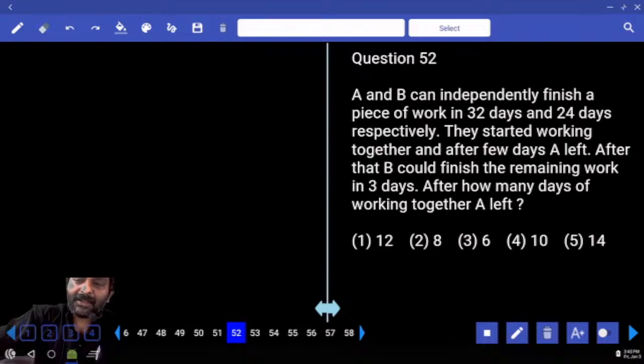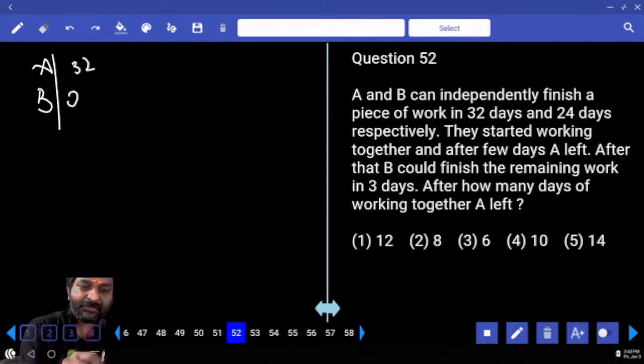A and B can independently finish a piece of work in 30 and 24 days respectively. They started working together and after a few days A left. After that B could finish the remaining work in 3 days. After how many days of working together did A leave? Okay, fine. Now A and B, 30 and 24, multiples of 8, right? 8 how many times? If 8 is taken common, leftover values are 4 and 3.